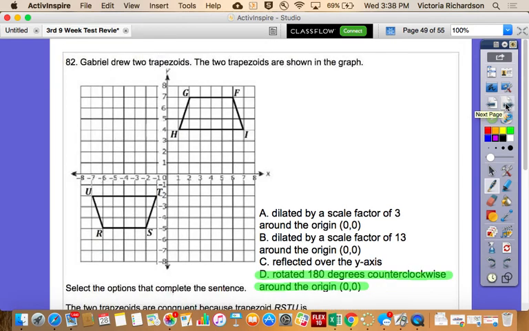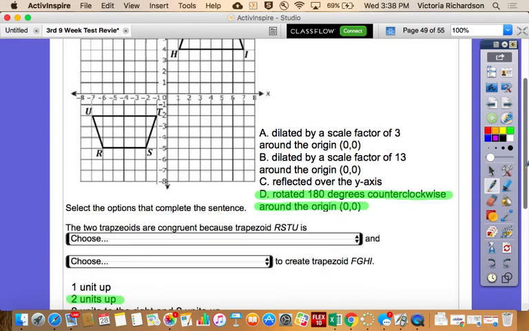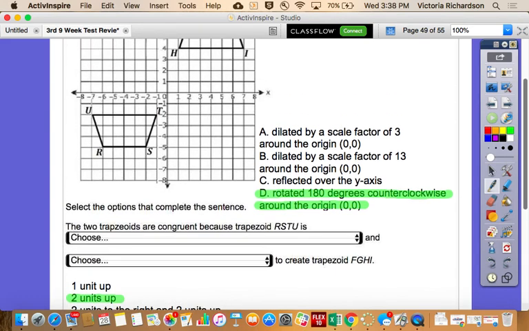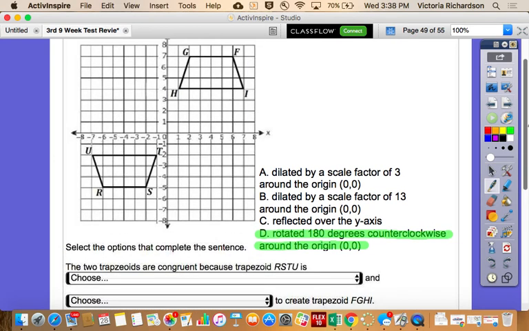82, very similar to the last one. It says Gabe drew two trapezoids. The two trapezoids are shown. And it says select the options that complete the sentence. So the two trapezoids are congruent because RSTU is rotated 180 degrees counterclockwise around the origin and 2 units up to create trapezoid FGHI. And this is another one of those where you would use patty paper to check your answers and see what would be the right thing to do.